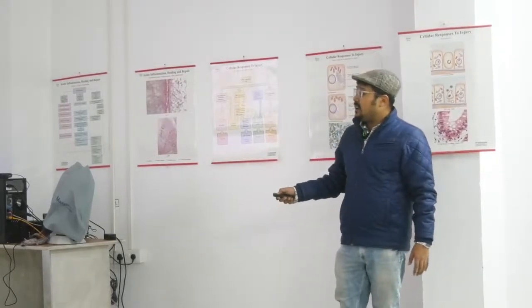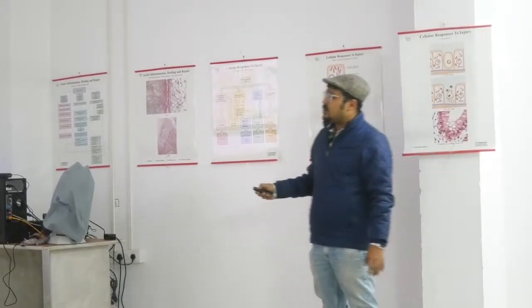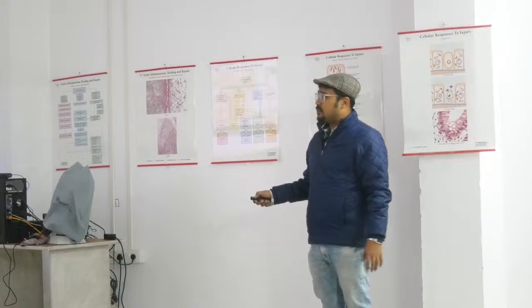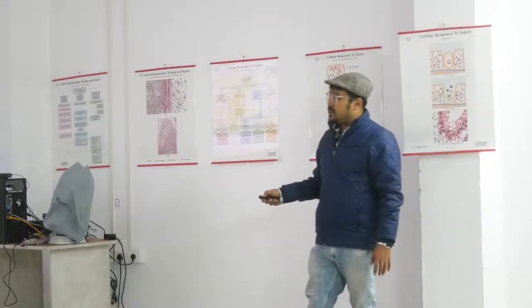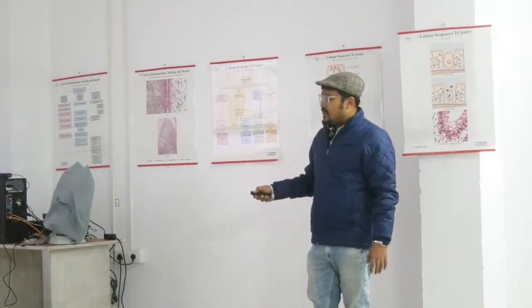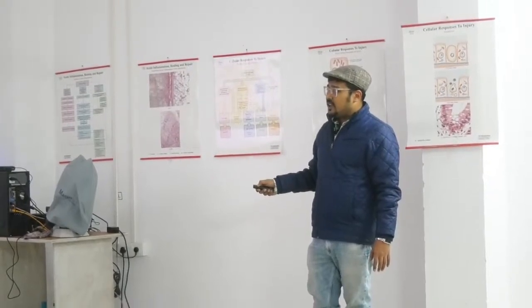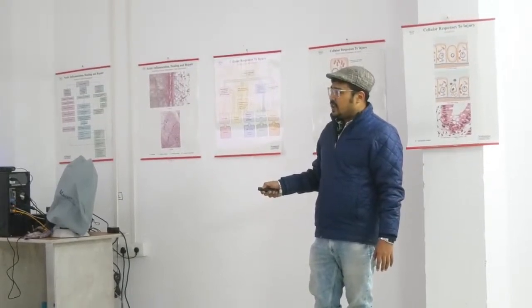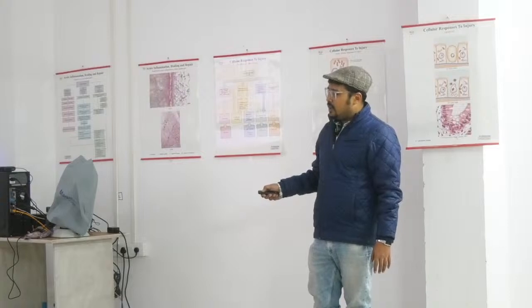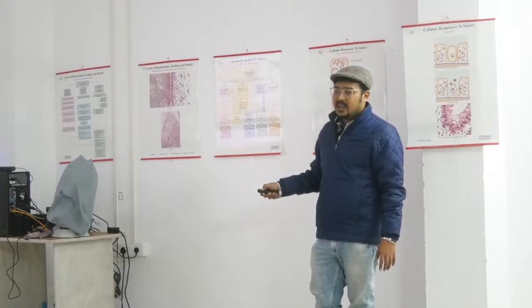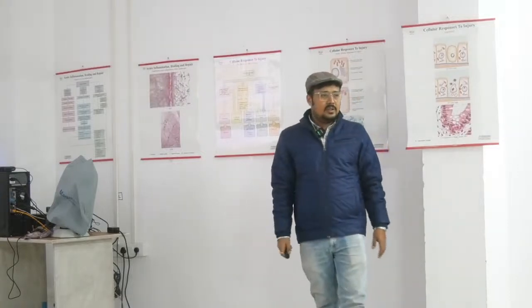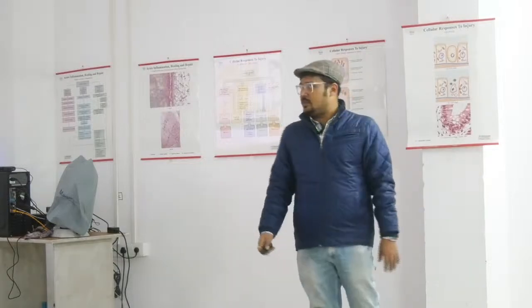Okay, and this is the microscopic picture. This is the gross picture and this is the microscopic picture. What is the microscopic picture depicting here? That is amyloid deposit, or extracellular eosinophilic irregular deposits around the glomerular basement membrane. That is not within the cell but in the interstitium, around the glomerular basement membrane, the GBM.